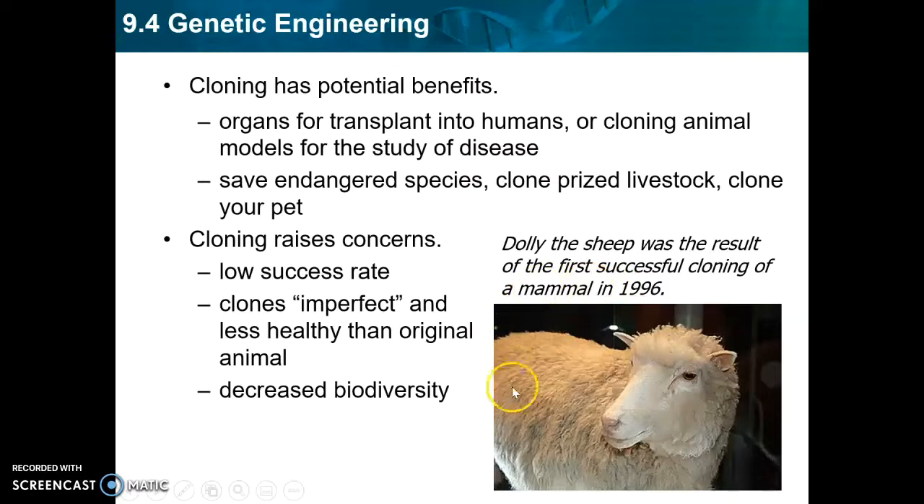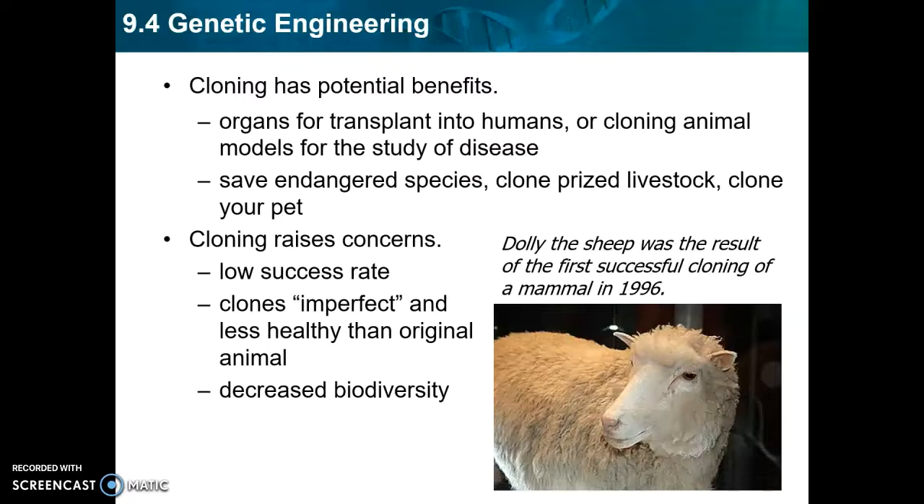And in fact, that's how Dolly the sheep, who you can see pictured right here, was cloned. Dolly is a clone of another sheep. So Dolly herself was the clone. First successful cloning of a mammal, and that happened back in 1996. So the reasons for cloning could be things like to grow organs for transplantation. You could clone an animal model to study a disease. Animals are very commonly used as a way to study new treatments and drugs.